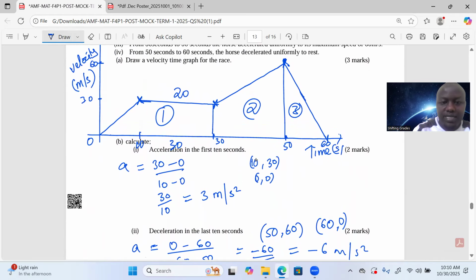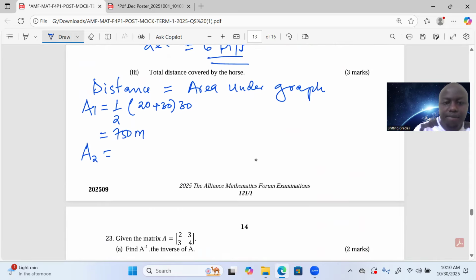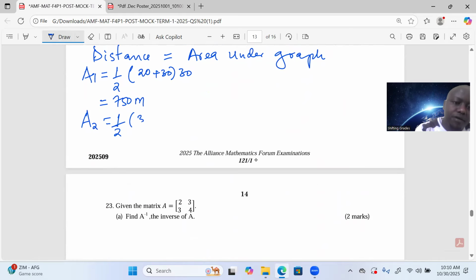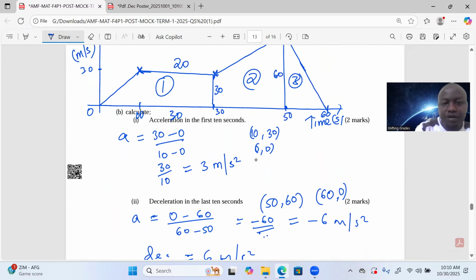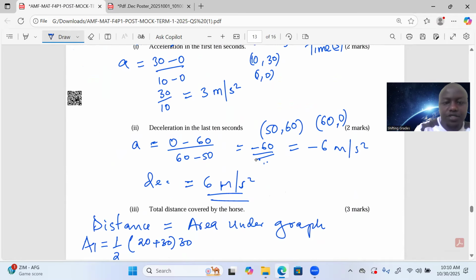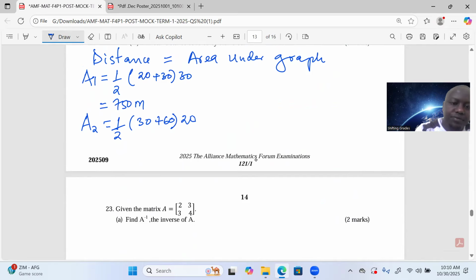Area 2, which is also trapezoidal in nature. We shall need parallel sides, whereby we are having 30 and 60 here. So half of 30 and 60. Then between them we have a height, from 30 to 50, of 20. So I'm having 90 inside the brackets, then 10 outside, that gives us 900 meters. Then we have the third one. So that now we add. Let's talk about the third area.